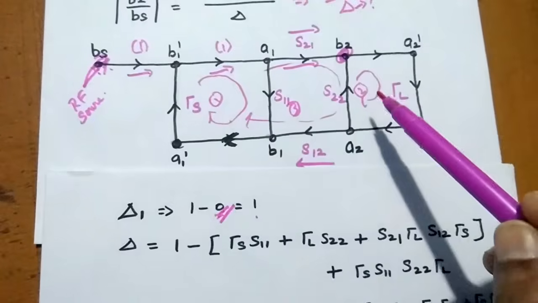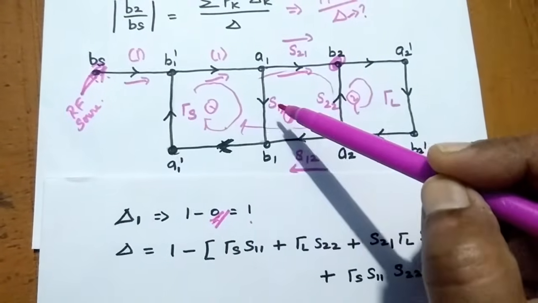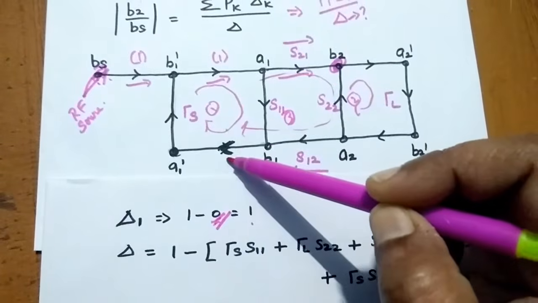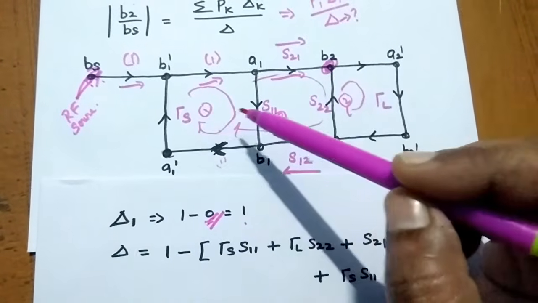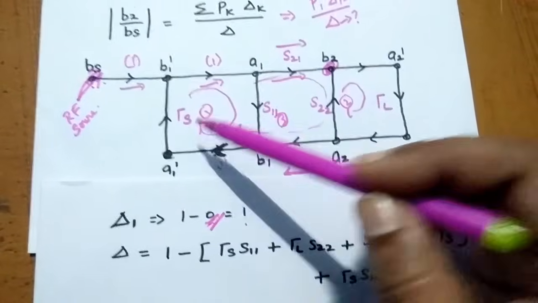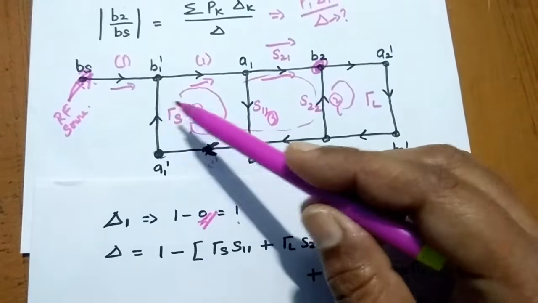How many loops are there? 3 loops. First loop: what is the gain of this first loop? Here it is 1, here it is S11. Here it is 1, nothing is given, right? That is 1. So here it is del S. So for this first loop, the value is S11 into del S. So 1 minus del S, that is, del is nothing but gamma.